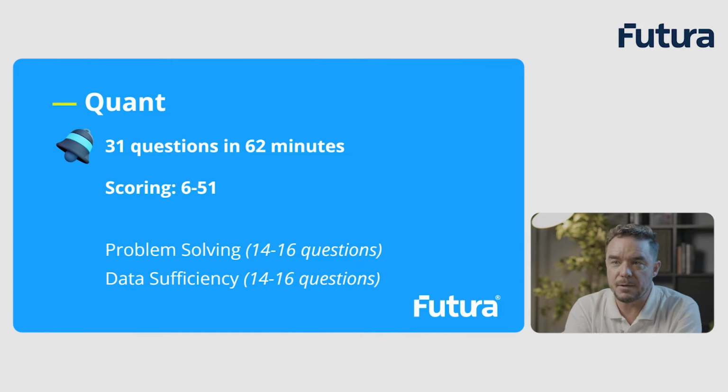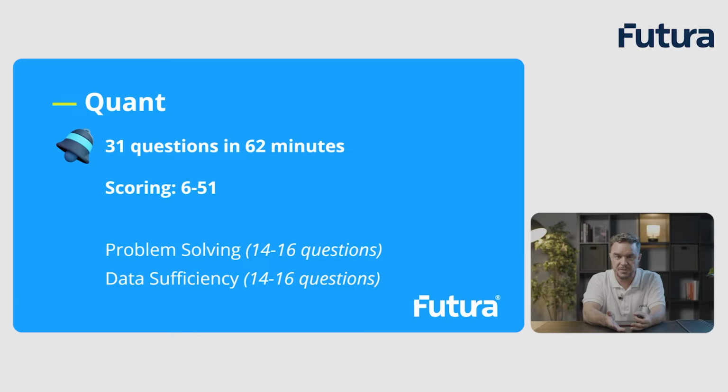Okay, to give you a basic breakdown, there are 31 questions that you need to complete in 62 minutes. Easy math there, you get an average of 2 minutes per question. The scoring is anywhere from 6 to 51. And you'll get roughly half problem-solving questions and data sufficiency questions.